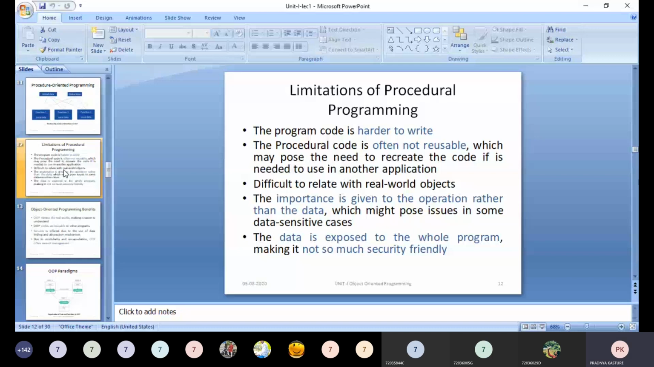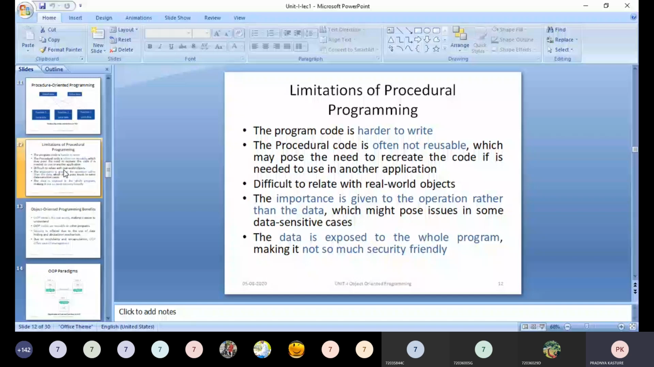Similarly, it is difficult to relate to real world objects, which are the need of our day to day life. Emphasis is given to gathering real world objects together and then writing code for them. This is difficult with procedural programming.